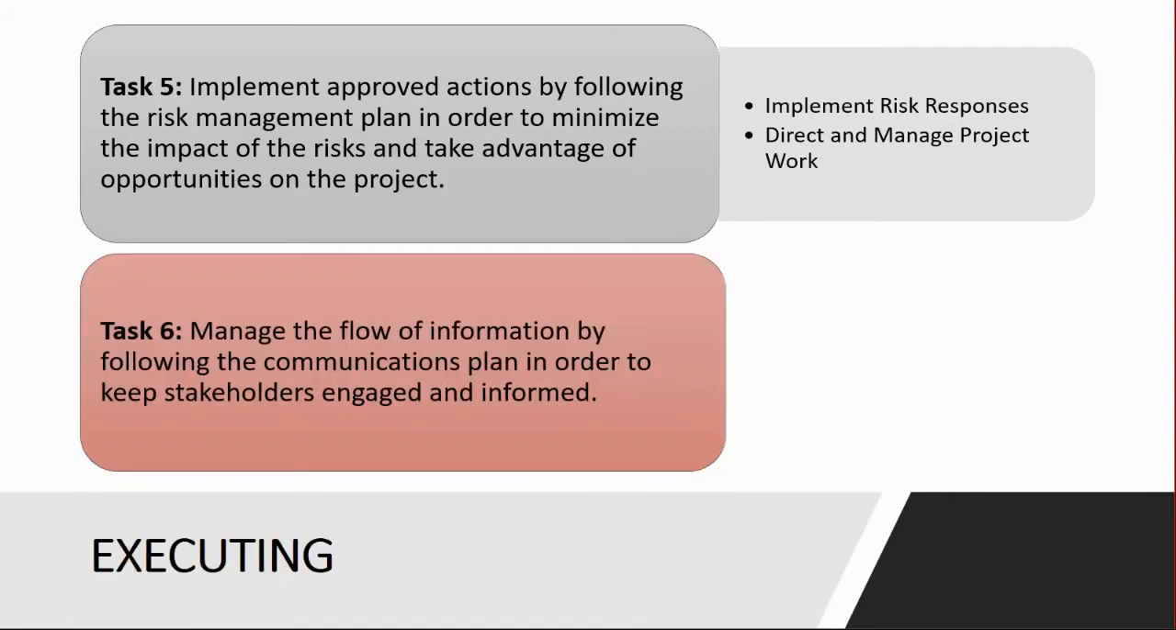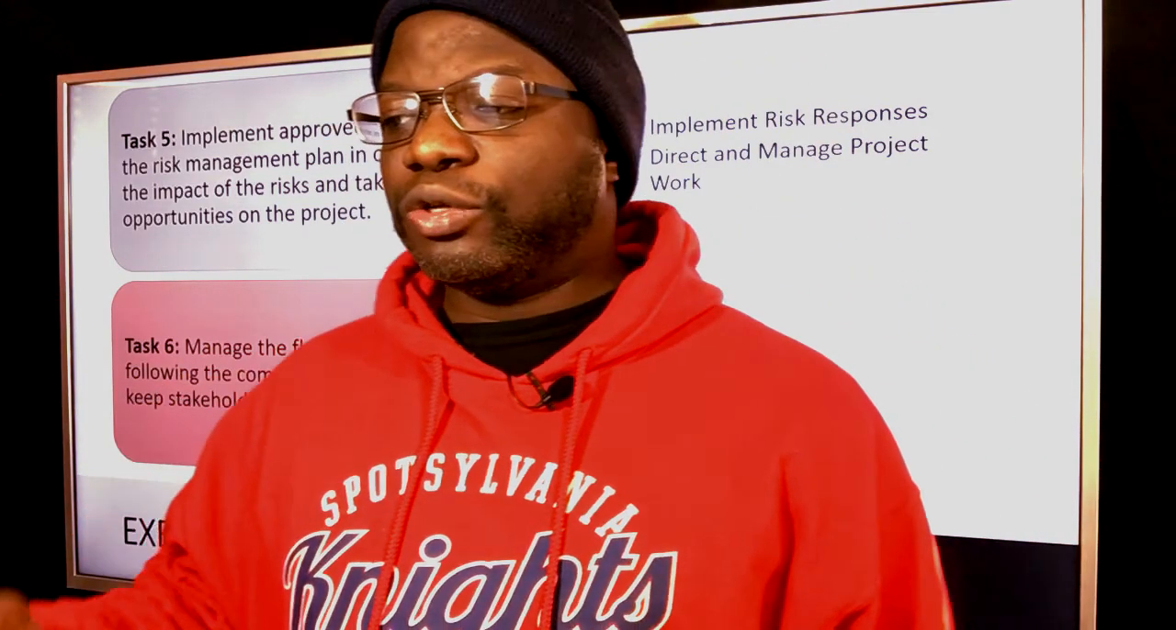Moving on to task 6. Manage the flow of information by following the communications plan in order to keep stakeholders engaged and informed. What do they mean by this? They're really talking about the communications management plan being followed in order to manage the flow of information. So they're talking about the managed communications process.